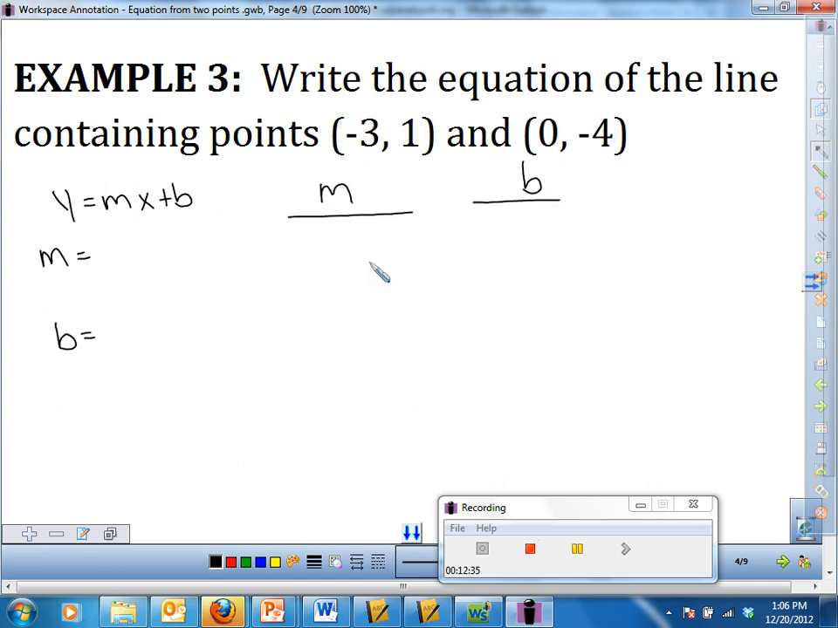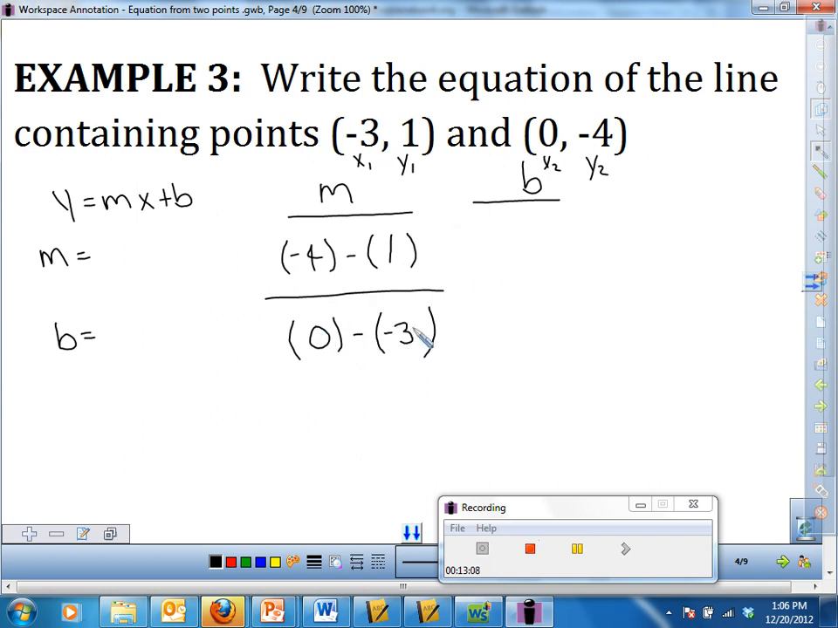I'm going to draw both parts. Again, I'm going to use my equation. So I'm going to label my points: x1, y1, x2, y2. I'm going to set up my formula without putting any numbers in. y2 was negative 4. y1 is positive 1. x2 is 0. x1 is negative 3.